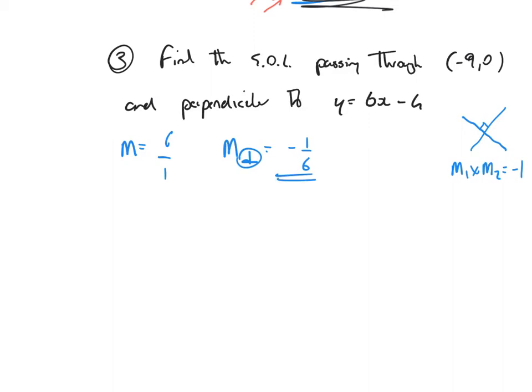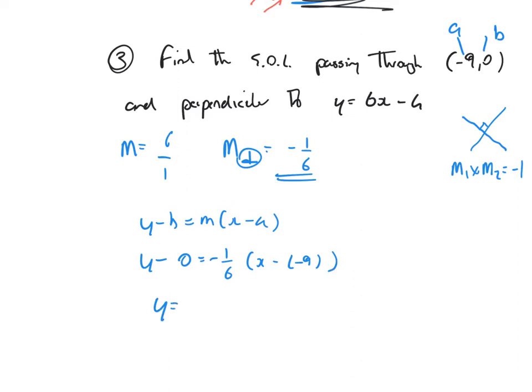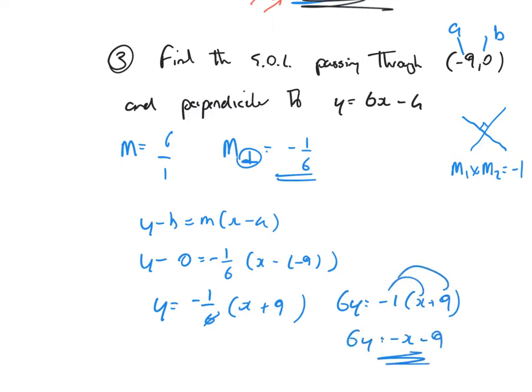So I've got the gradient minus 1 over 6, I've got my point (a, b), and straight into y minus b equals m bracket x minus a. So it's y minus 0 is equal to minus 1/6 bracket x minus minus 9. So that's y equals minus 1/6 bracket x plus 9. I'm going to eliminate the divide by 6 by multiplying both sides by 6. So it'll be 6y equals minus 1 bracket x plus 9. That's 6y equals minus x minus 9, the final answer.